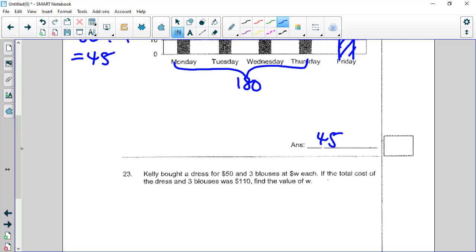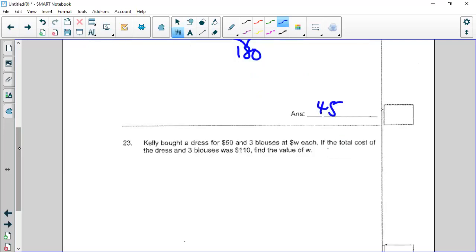23 is algebra. Don't skip already. You're not supposed to skip anymore because we have done quite a bit of algebra, so don't skip. Kelly bought a dress for $50 and 3 blouses at $W each. If the total cost of the dress and 3 blouses is 110, what is the value of W? What do you mean by value? It means that W is equal to what number?